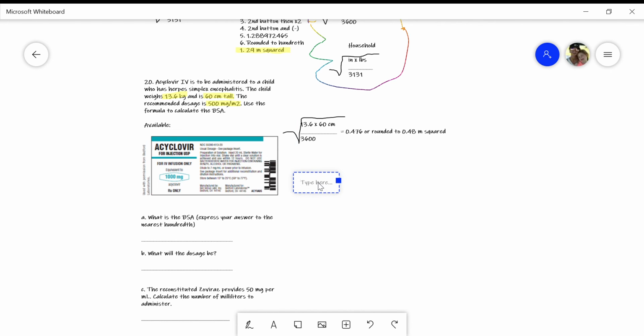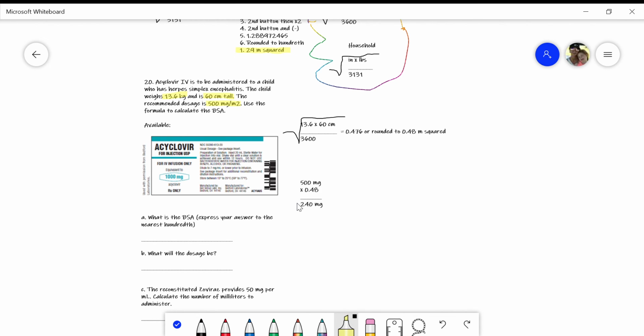And then the second part, it's asking what will the dosage be. So the dosage is calling for 500 milligrams per meter squared. So you're just going to multiply 500 milligrams by 0.48, which is going to give you 240 milligrams. And since 0.48 is almost half, you're doing almost half of the recommended dosage per a full meter squared.